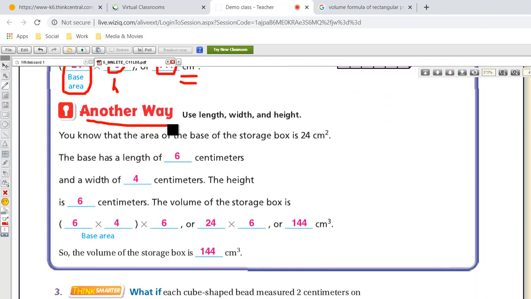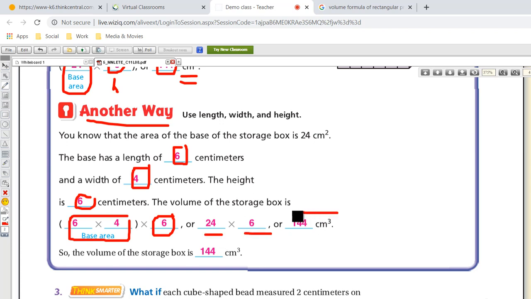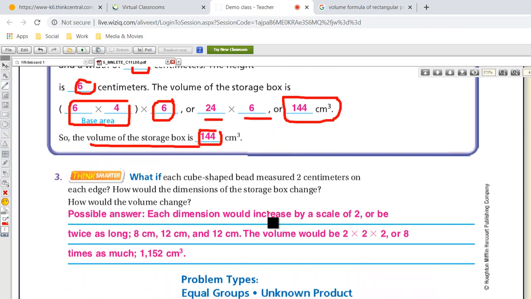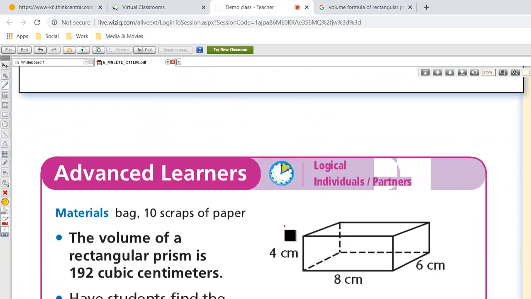There's the second way. We have the length equals 6, width equals 4, and the height equals 6. So we're going to multiply 6 by 4 to get the base area and multiply it by 6, or 24 multiplied by 6 equals 144. So the volume of the storage box equals 144. Okay, let's move to the next page.